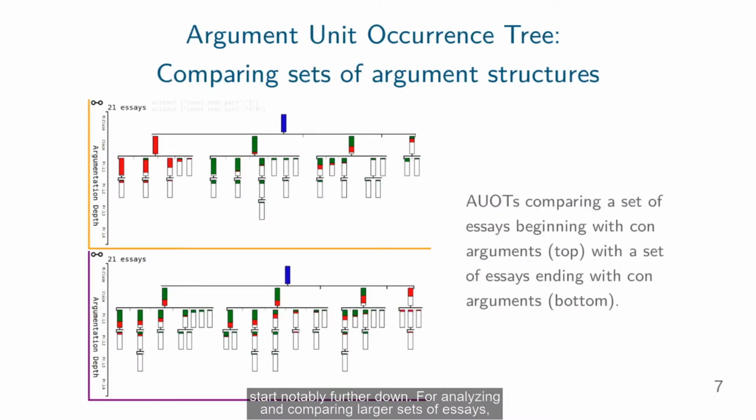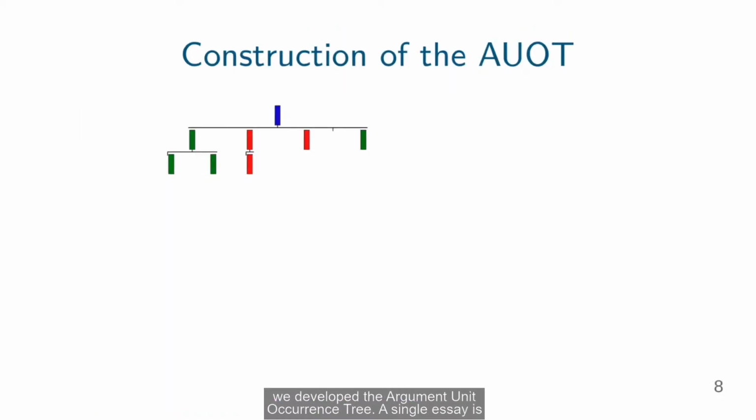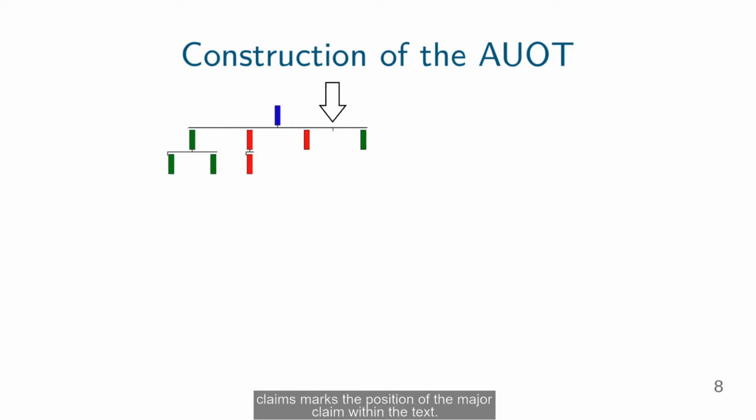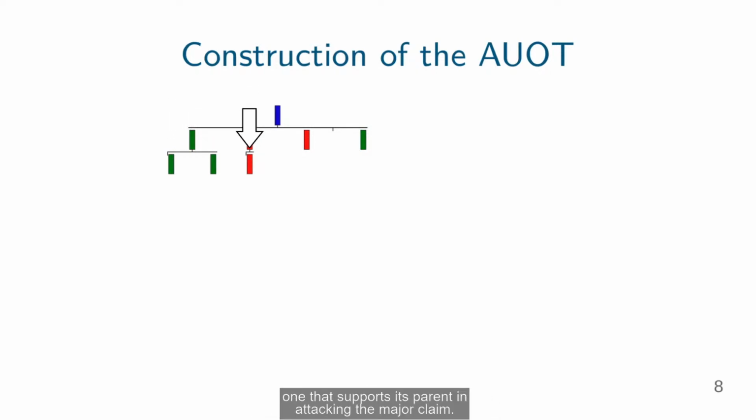For analyzing and comparing larger sets of essays, we developed the argument unit occurrence tree. A single essay is represented as a tree, showing its argument units as rectangular bars. As before, the major claim is colored blue and forms the root of the tree. The points or claims in favor or against the major claim are drawn below and spanned by a gray line to show their relation. The small stub between the last two claims marks the position of the major claim within the text. In our example, the first claim has two premises supporting the parent claim, and the second claim has one that supports its parent in attacking the major claim.